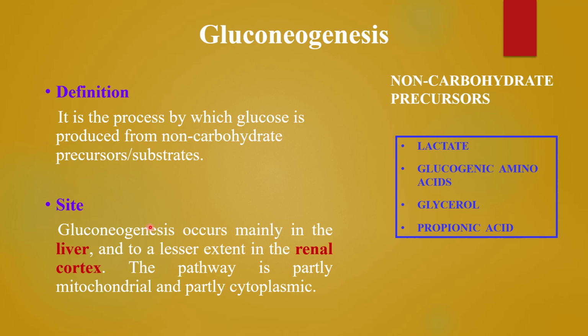And what is the site? The site is basically the liver, and to a much lesser extent, it happens in the renal cortex also. The pathway is partly mitochondrial and partly cytoplasmic.